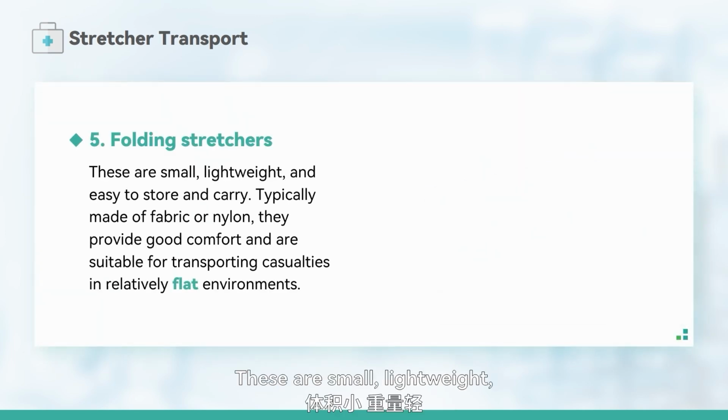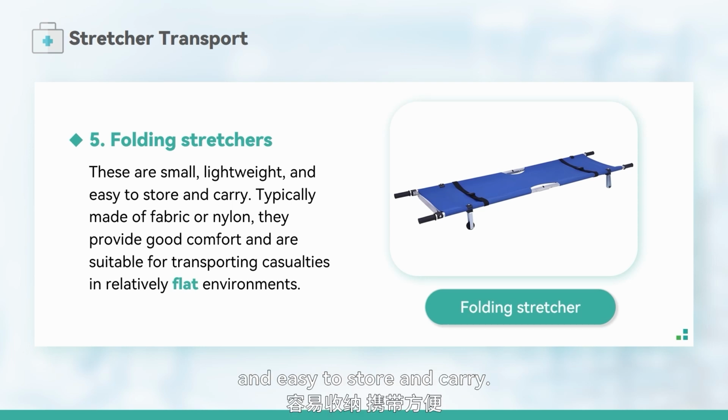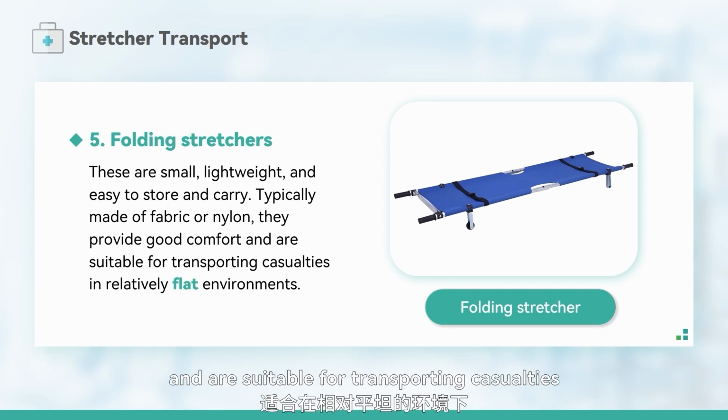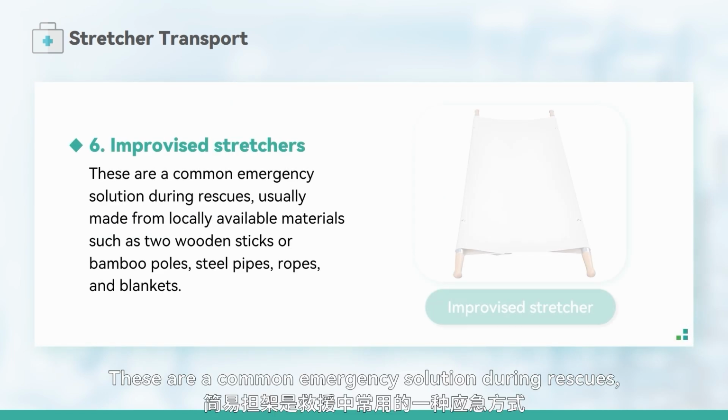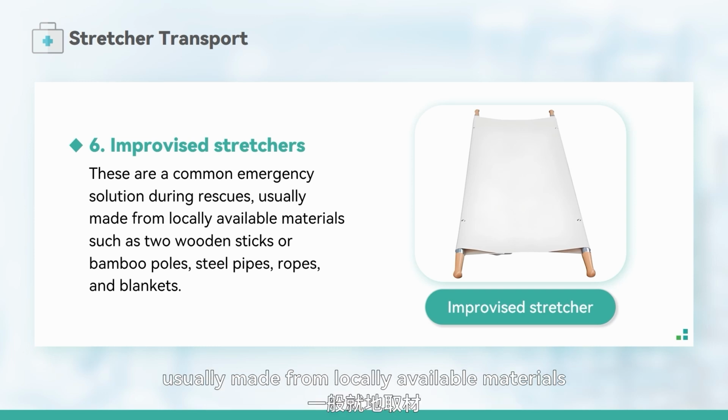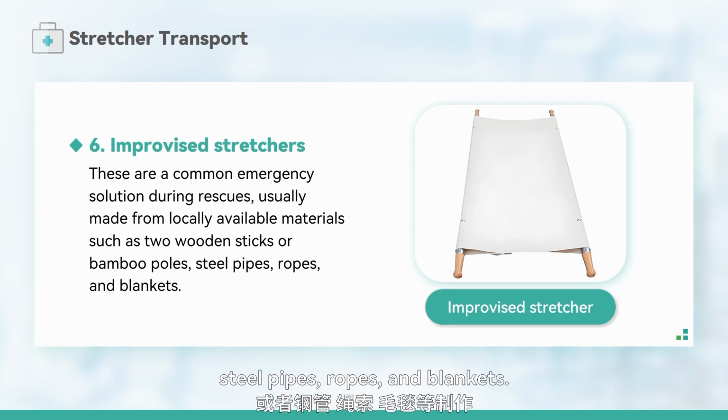Folding stretchers. These are small, lightweight, and easy to store and carry. Typically made of fabric or nylon, they provide good comfort and are suitable for transporting casualties in relatively flat environments. Improvised stretchers. These are a common emergency solution during rescues, usually made from locally available materials, such as 2 wooden sticks or bamboo poles, steel pipes, ropes, and blankets.